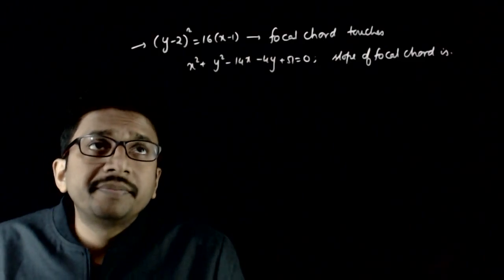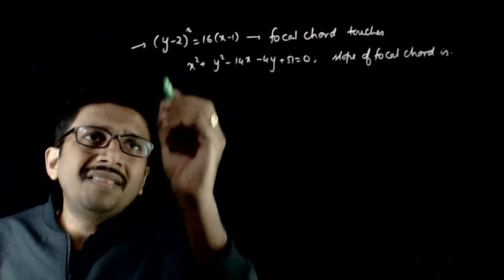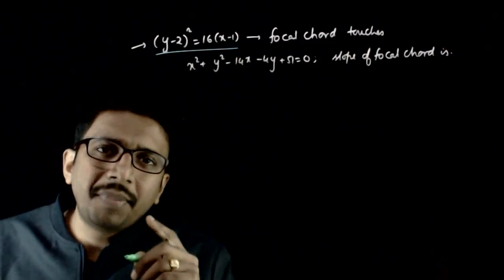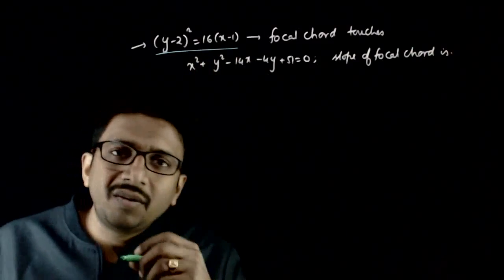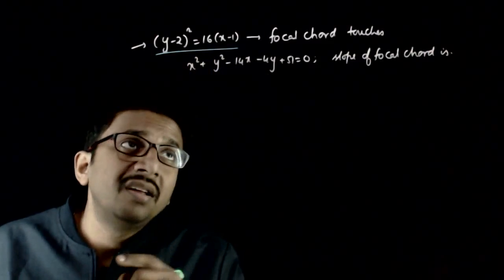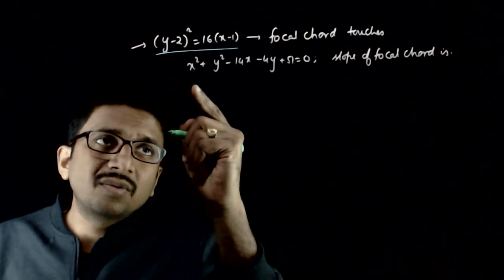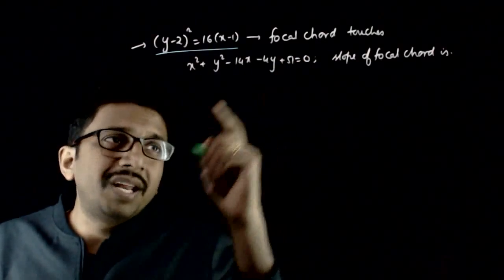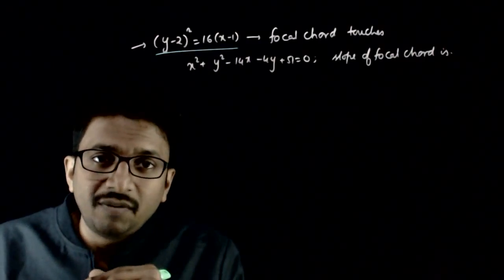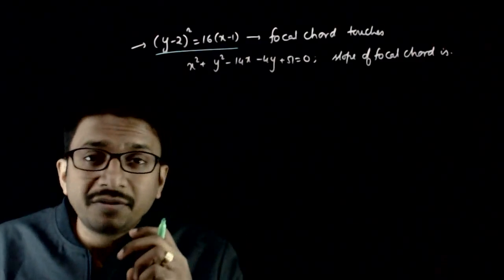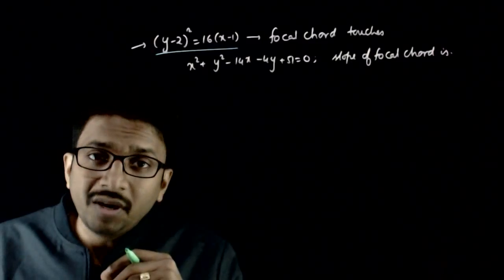So welcome students. In this question you're given a parabola (y − 2)² = 16(x − 1). The focal chord of this parabola touches the circle x² + y² − 14x − 4y + 51 = 0. If that is so, you're asked to find the slope of the focal chord.